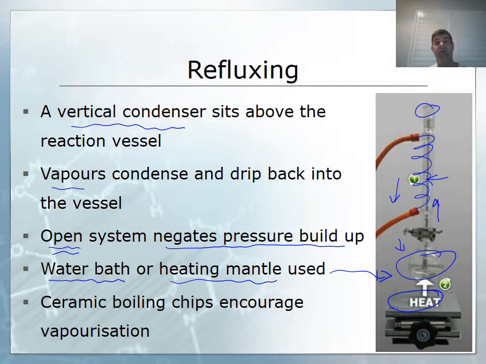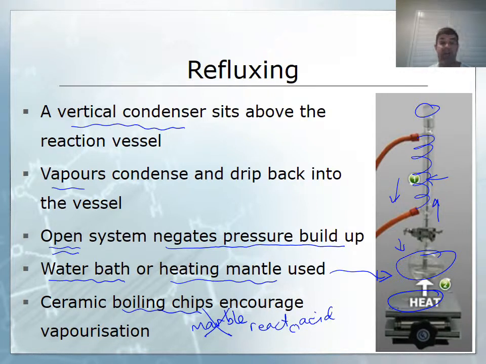We also don't want the vapors that are forming in the reaction vessel to be bubbling too violently. The use of ceramic boiling chips helps to provide an additional surface area for those bubbles to form and then for them to be released from the reaction vessel. We don't want to use marble chips. The problem with marble chips is the marble is calcium carbonate and it will react with the acid.